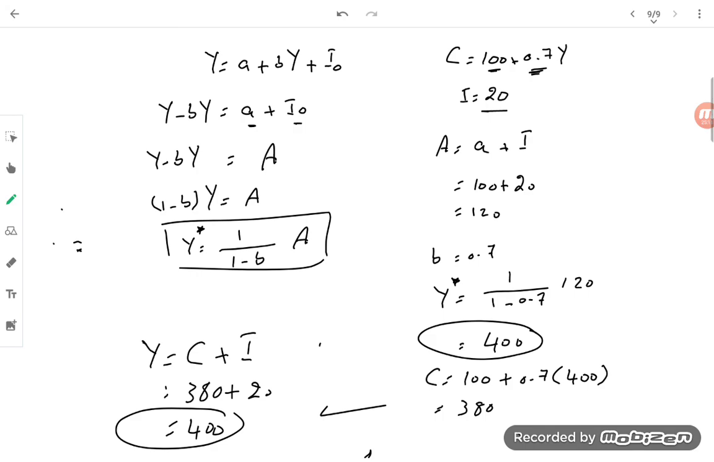Okay, this is your assignment for the next time: just find equilibrium using notation, not numbers, in case of a closed economy with government and in case of an open economy.